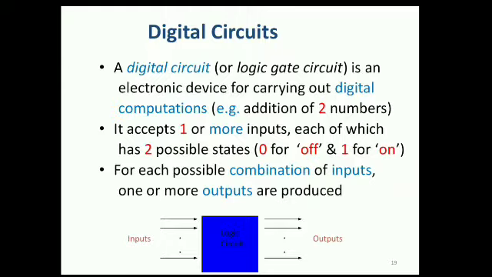Now for the gates, we have to understand that a gate is nothing but a kind of digital circuit carrying out digital computations. It accepts one or more inputs, each of which has two possible states, 0 for off or 1 for on. For each and every possible combination of inputs, there is only one output based on the inputs.